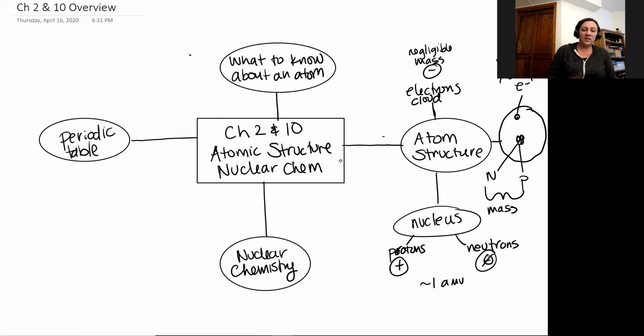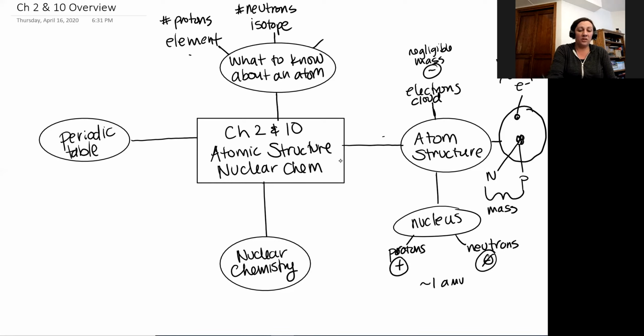So what to know about an atom coming out of this chapter. For any atom, you should be able to tell what the element is, and this is determined by the number of protons. You should know its isotope. This will be information that's given to you; you can't look this up on a periodic table. This is about the ratio of protons to neutrons. For any given element, it'll have a number of isotopes, and each isotope will have a different number of neutrons.